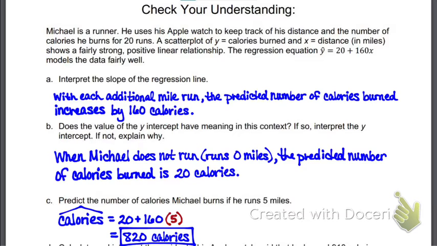For part B, when Michael does not run or when Michael runs 0 miles, the predicted number of calories burned is 20 calories. Remember, anything we get from our regression equation is a prediction. So when he does not run or when he runs 0 miles, because that's our X variable, predicted number of calories burned is 20 calories. For part C, we just plug 5 in. You should get 820 calories when you substitute 5 in for X.